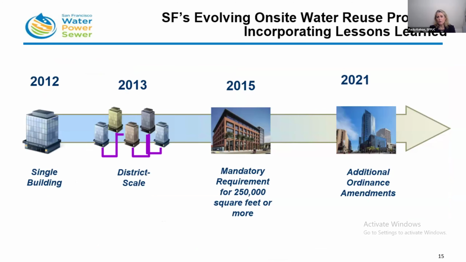Our ordinance has evolved over time. In 2012, we started this ordinance on a voluntary basis for single buildings. We actually had a number of private developers coming to us at the utility saying they wanted to install an on-site water treatment system to get LEED Platinum or to build green, sustainable buildings. So this is when the ordinance went into place. In 2013, it was amended for district scale, so 2 or more buildings could connect to one treatment system, which tends to be more cost effective. In 2015, in California, we were at the height of a drought, and it became a mandatory requirement for new buildings over 250,000 square feet.